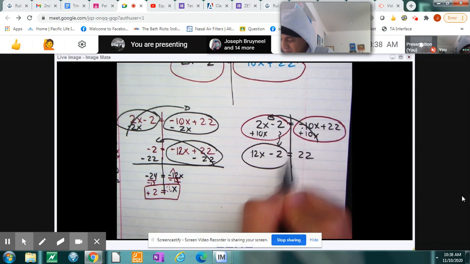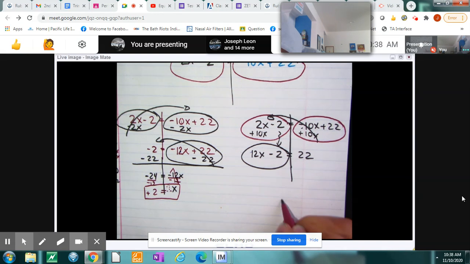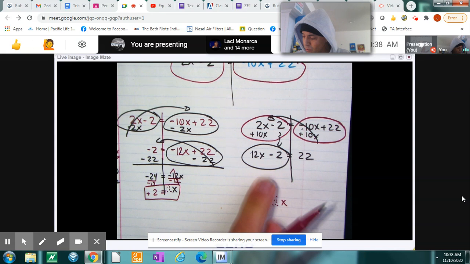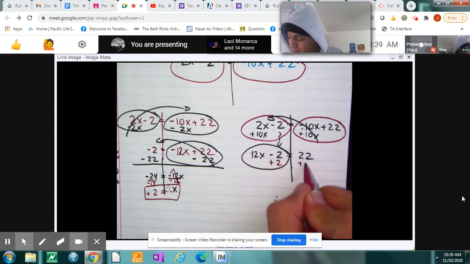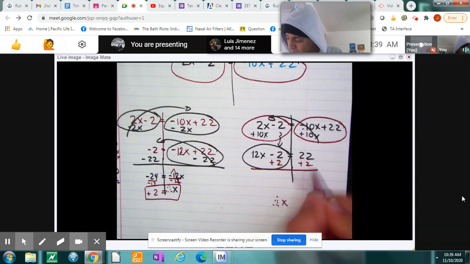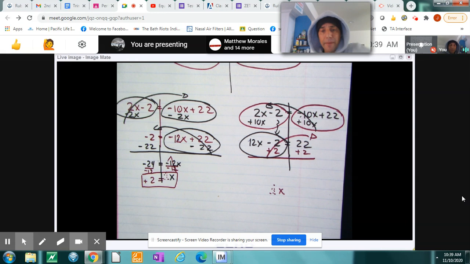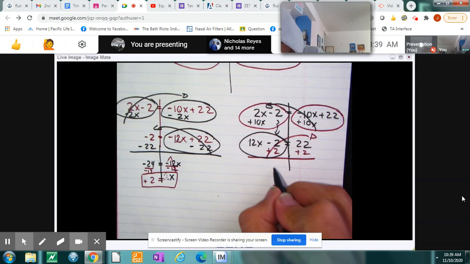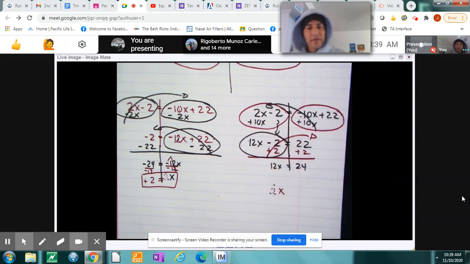So now here's the x on this side, but I can't divide. Remember, I need x to be a 1. I can't divide it just yet. I have to get rid of the minus 2. So how do you make it 0? Plus 2. See that? So this one's gone, right? See, arrow here, arrow there, bam, bam. So then we got 12x equals 24.